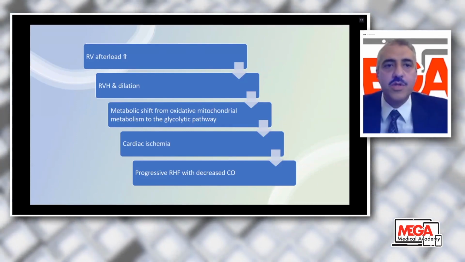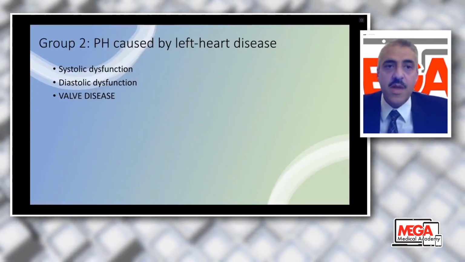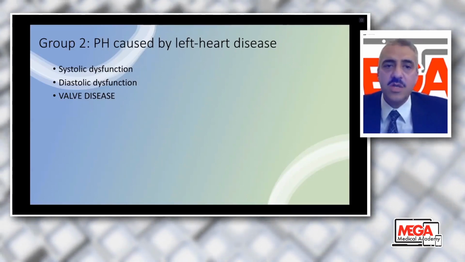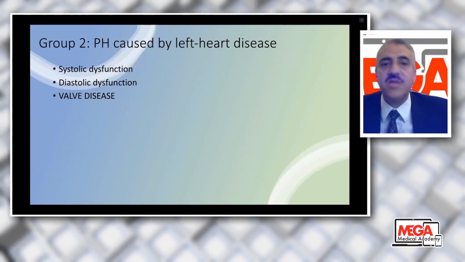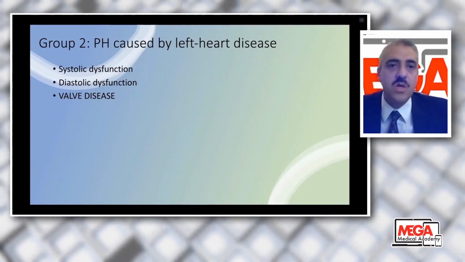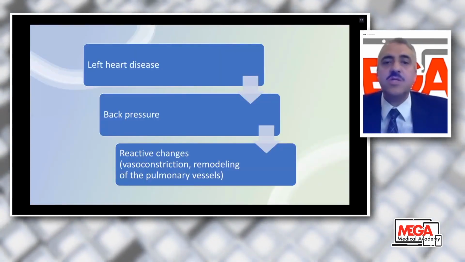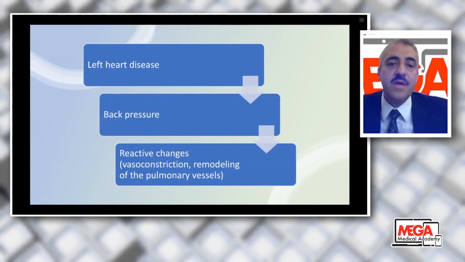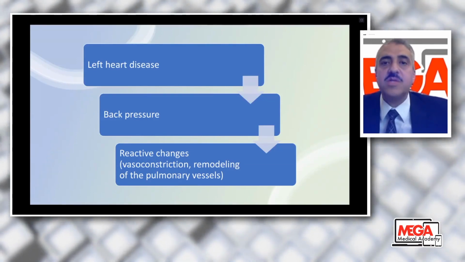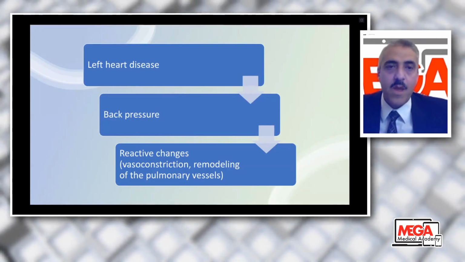class 1 pulmonary hypertension. Group 2 is pulmonary hypertension caused by left heart disease, whether this heart disease is just systolic dysfunction or diastolic dysfunction, but most frequently it is valve disease. Mitral stenosis and mitral incompetence are most common. The pathophysiology of this is that the left heart disease induces back pressure, and reactive changes like vasoconstriction and remodeling of the pulmonary vessels follow on top of this.